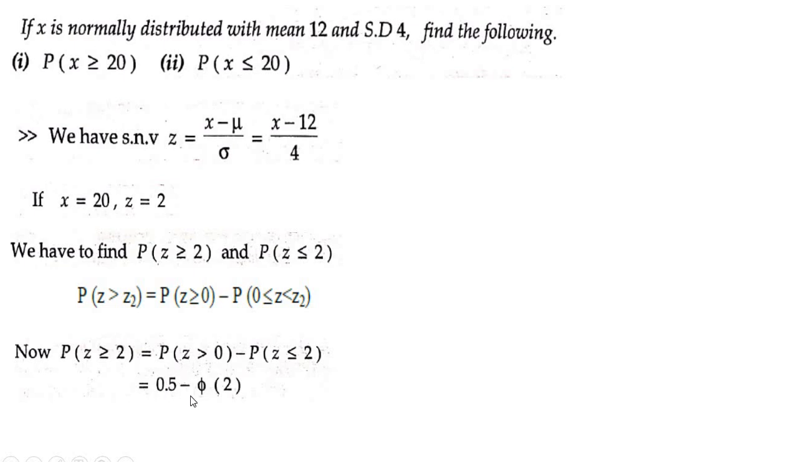This is from the result. Minus P of Z greater than or equal to 0 less than or equal to Z2 is also equal to phi of Z2. Now in the place of Z2 you have what? You have a 2. So this is also equal to phi of 2.